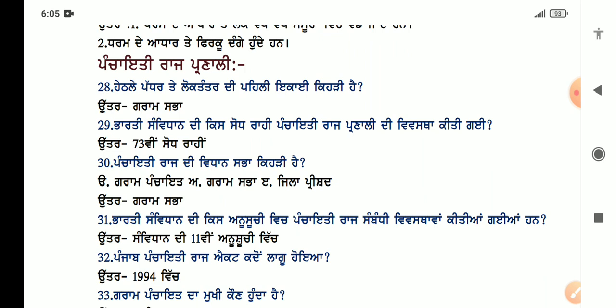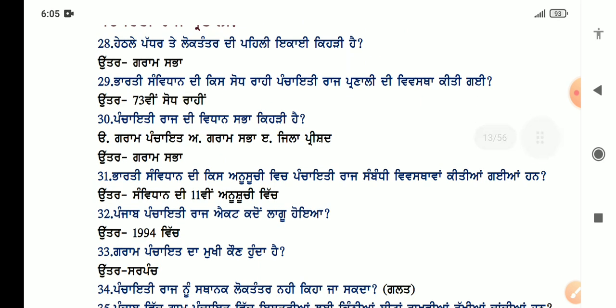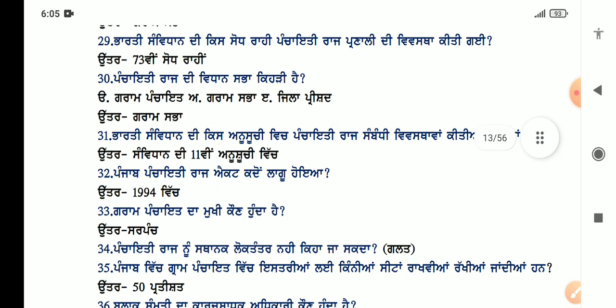Which is the democratic unit at the lowest level? It is Gram Sabha that elects Gram Panchayat. Which constitutional amendment has included Panchayati Raj in the Constitution? It is 73rd Constitutional Amendment. Which is the Sansad or the Parliament or the legislature of Panchayati Raj? It is Gram Sabha.